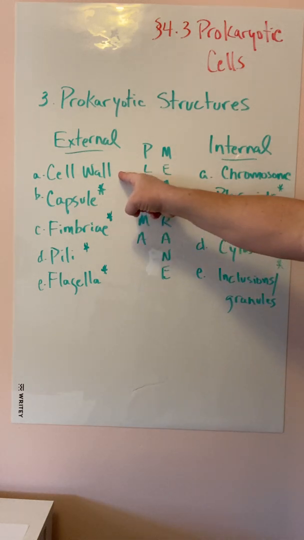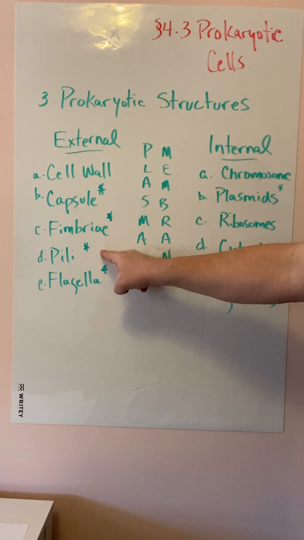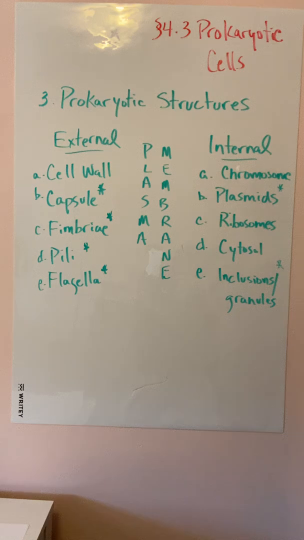We've already talked about a cell wall, but now we're going to start talking about a capsule, fimbriae, pili, and flagella. Internally, we have 2 new things. We still have chromosomes that will contain the DNA. We have another smaller unit that is separate called a plasmid. This is also a structure that will carry some of the DNA.